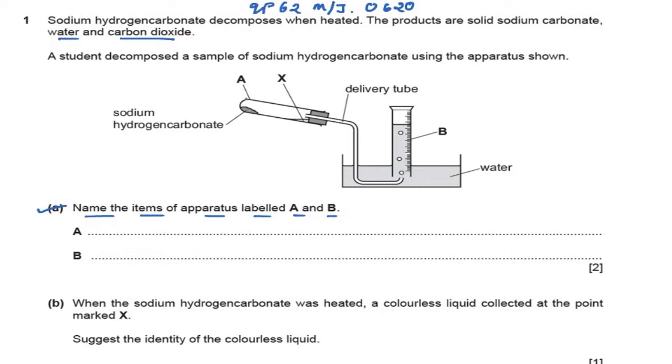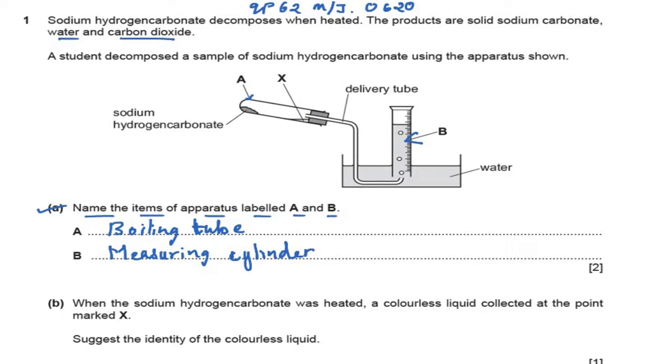A is labeled as a tube, so we can write it as a boiling tube or a test tube. I'll write boiling tube here because it's the boiling tube which is generally used for heating the contents of an experiment, so I'll prefer writing boiling tube. The content B is here, so B is an inverted measuring cylinder, so I'll write measuring cylinder. That is the apparatus B, measuring cylinder.